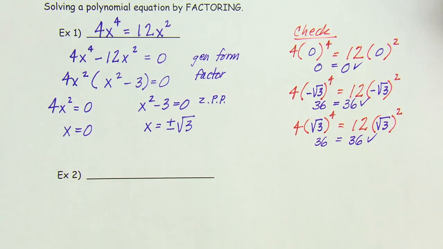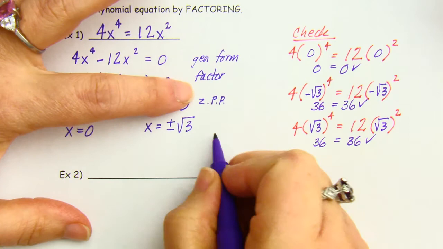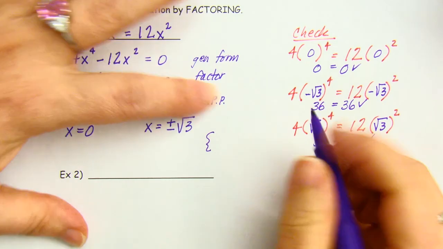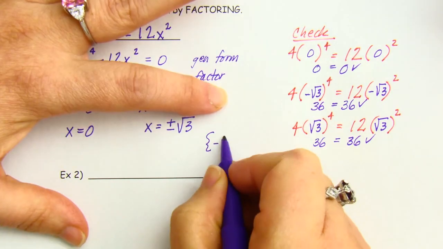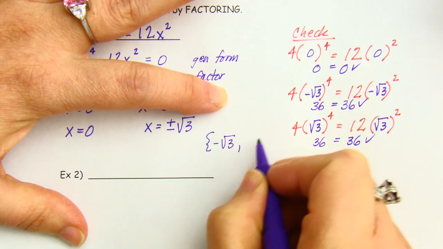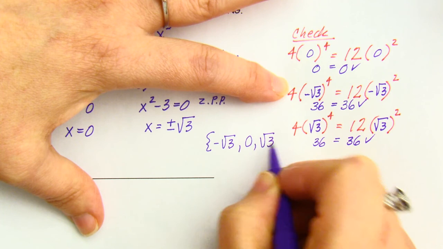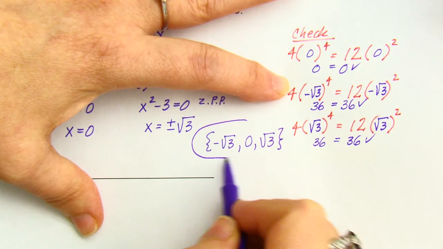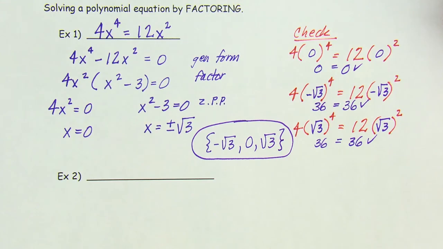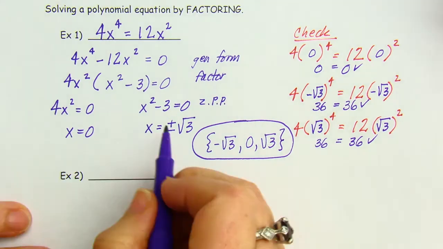Because all of the values do check, I now put my answer in set notation. The solutions for this equation are negative root 3, 0, and positive root 3. Typically, I will put my answers in increasing order. It's not necessary as long as all the answers are there. Just make sure you're not doing this plus or minus inside the set notation.